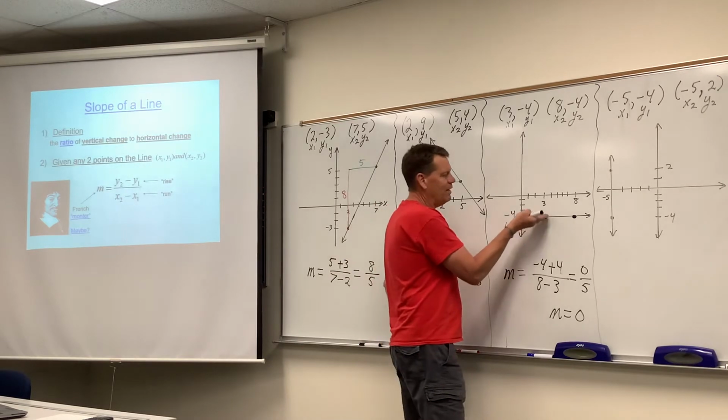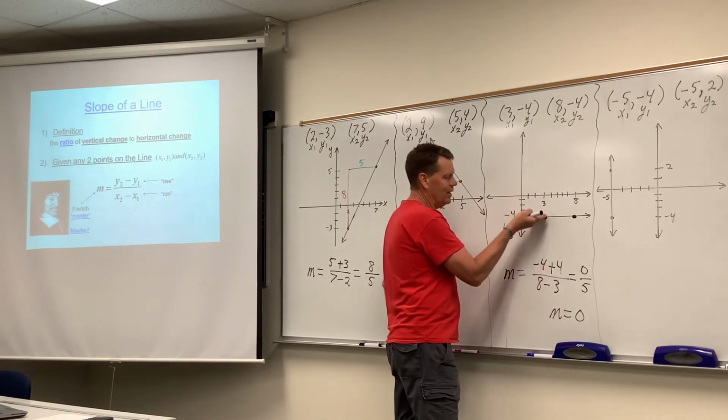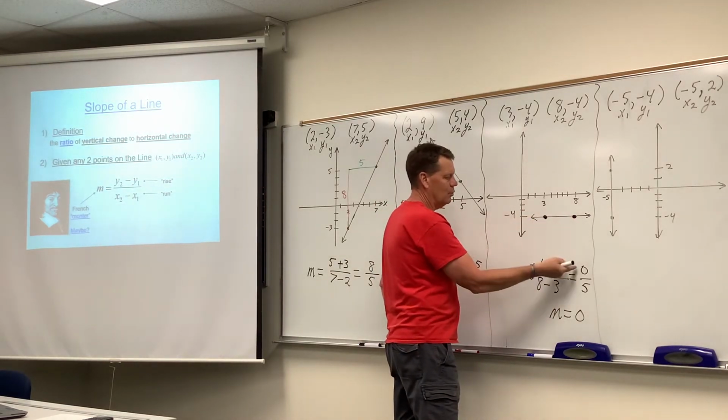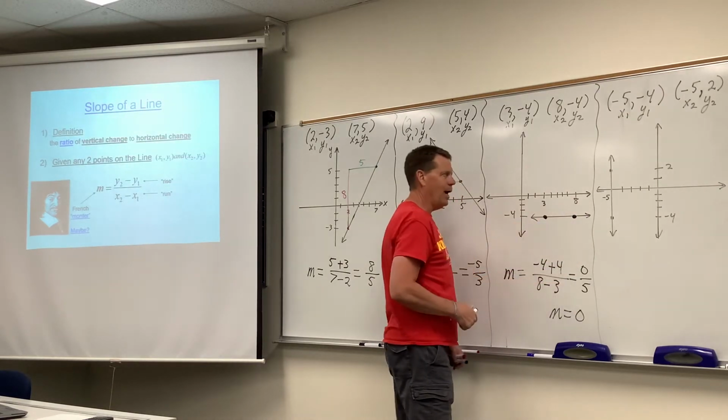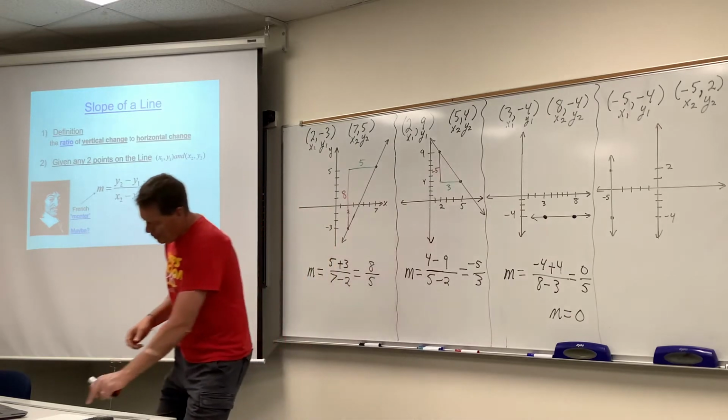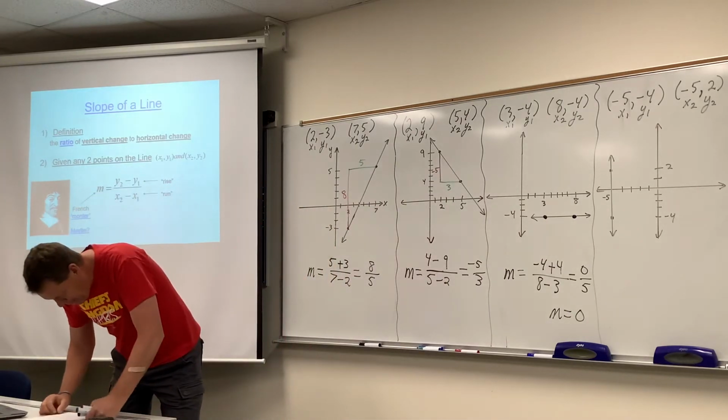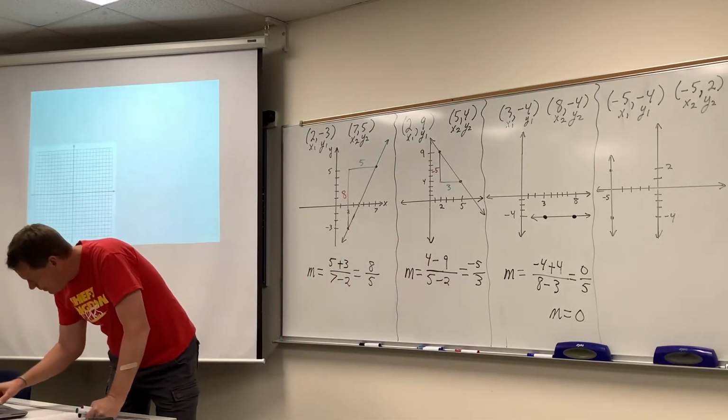So it doesn't have any rise. See, the rise was 0, you didn't go up, and then the run was 5. So rise 0, run 5. Don't go up or down, run 5. Boom, all right.